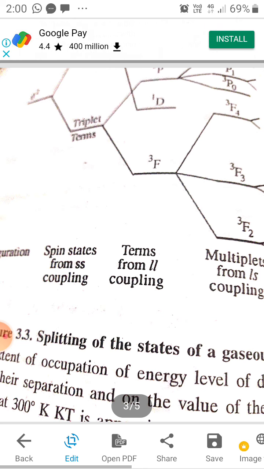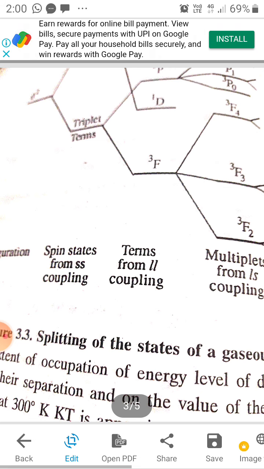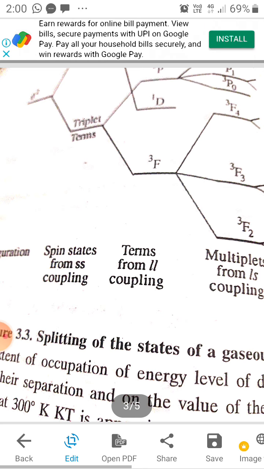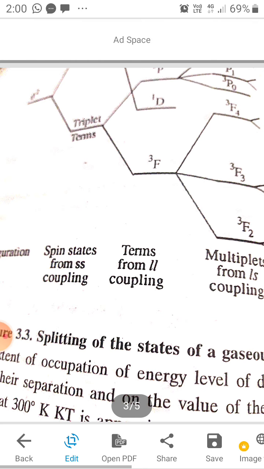Then the triplet term is further divided into 3F and 3P. 3P is further divided into P0, P1 and P2, and F is divided into F2, F3 and F4. Then we have the singlet terms, which are divided into S1, G1, P1 and D1. And this is the order of filling of electrons according to the magnetic properties of the compounds.